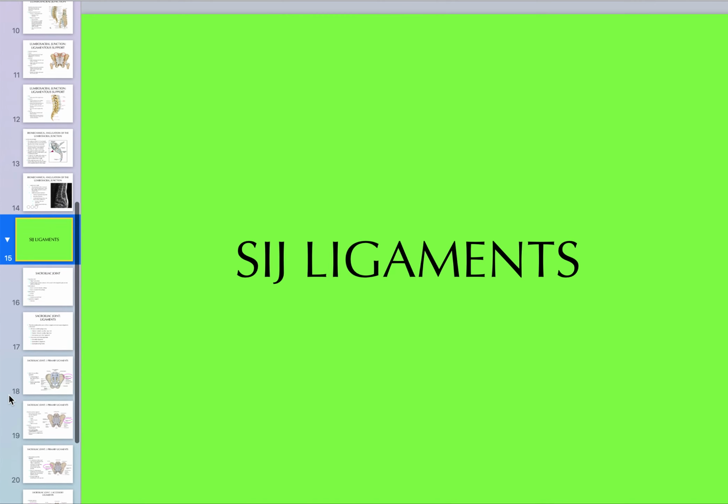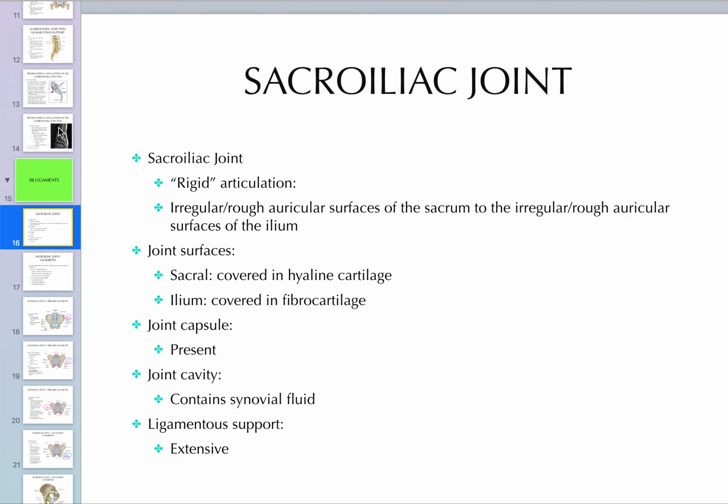So let's take a look at sacroiliac joint ligaments. The sacroiliac joint is a rigid articulation, right? You have irregular rough articular surfaces of the sacrum articulating with irregular rough articular surfaces of the ilium. But it's important to remember that the sacroiliac joint actually sits in a vertical plane, right? So there is some sort of translation happening through the sacroiliac joint. And because of that, we do need that extensive ligamentous support.